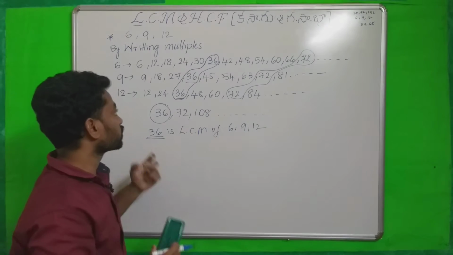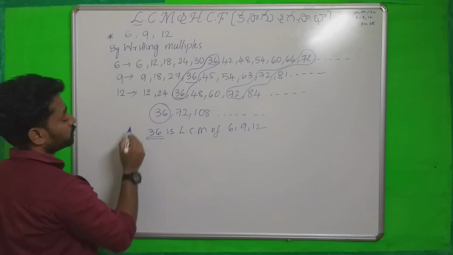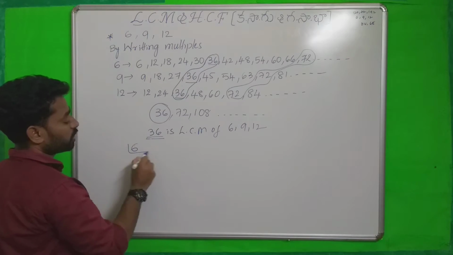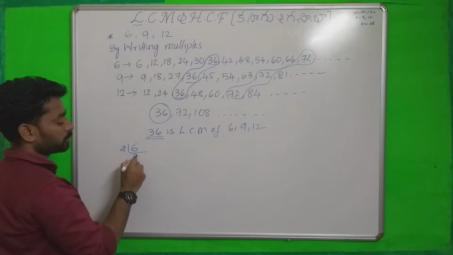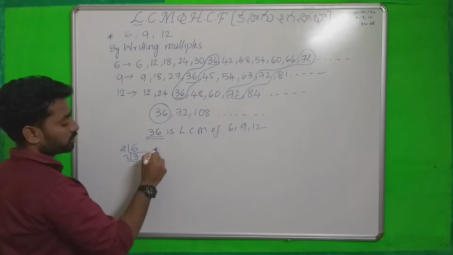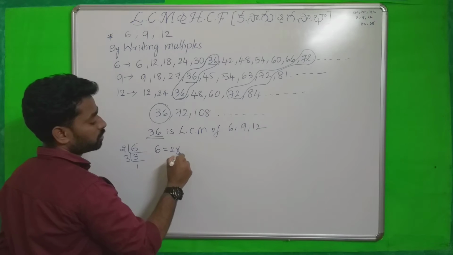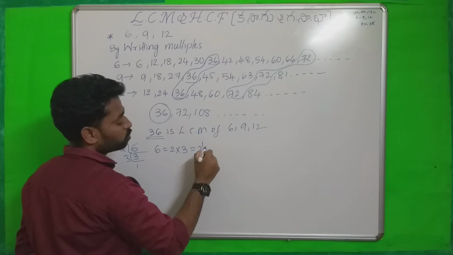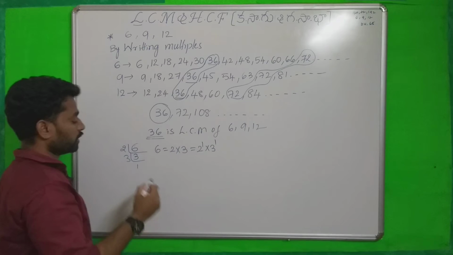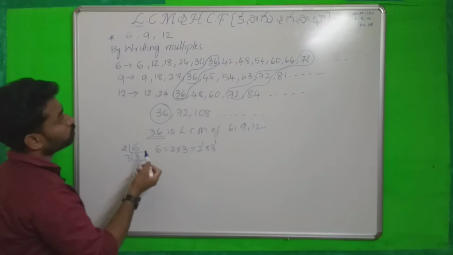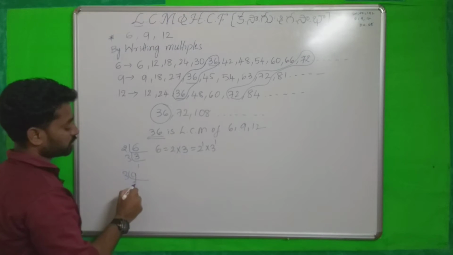Next I am going to do prime factorization. What is prime factorization? 6 we have to write into prime factors. 2 divides it: 2 threes are 6 and 3 ones are 3. So 6 equals 2 into 3. We can write 2 to the power of 1, 3 to the power of 1. And 9, you know, we can directly write as 3 threes are 9.